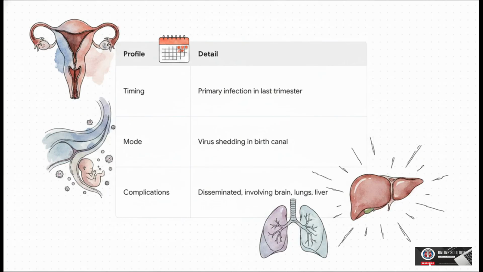Looking at its clinical profile, the highest risk timing is actually a primary infection in the last trimester, which can trigger premature labor or FGR. But pay close attention to the mode of infection here. Transplacental infection is super rare for HSV. Instead, the fetus is almost always infected by virus shedding in the birth canal during delivery. If transmission does happen, the neonatal complications are disseminated and very often fatal, severely wrecking the brain, lungs, and liver.